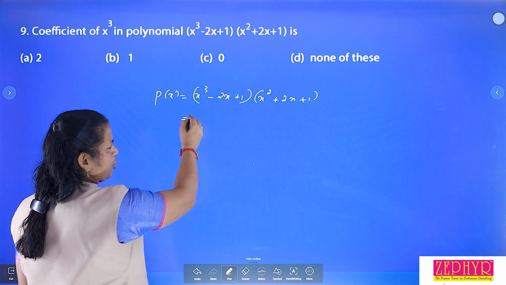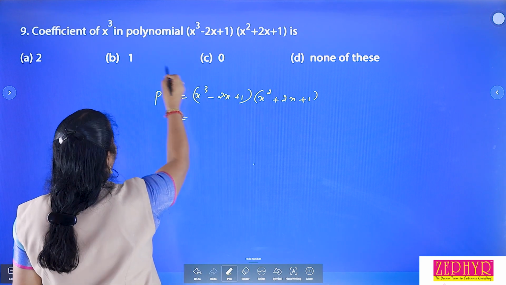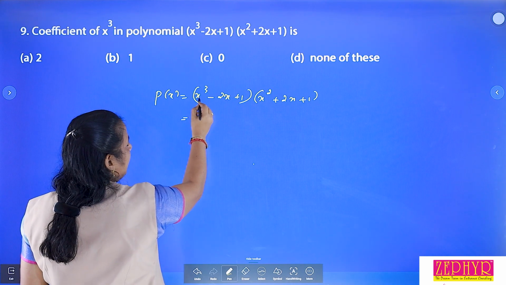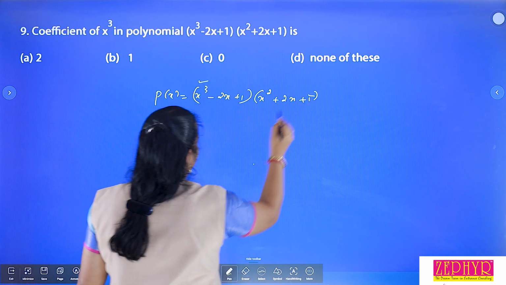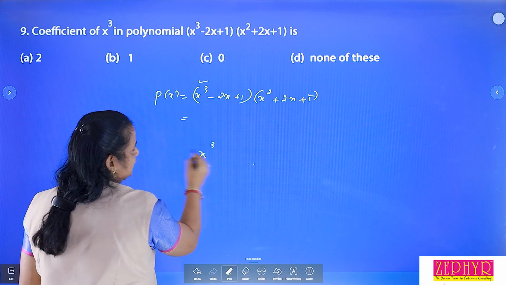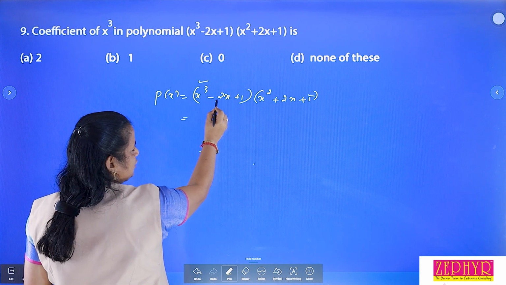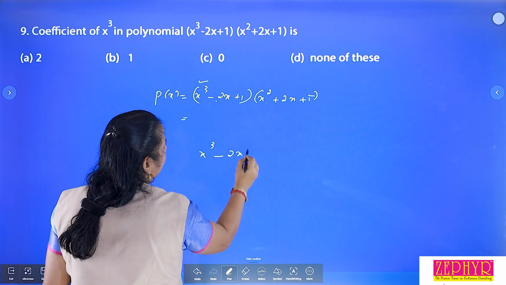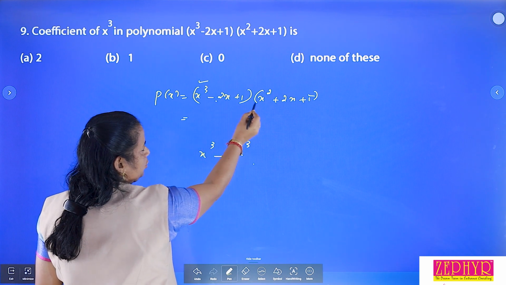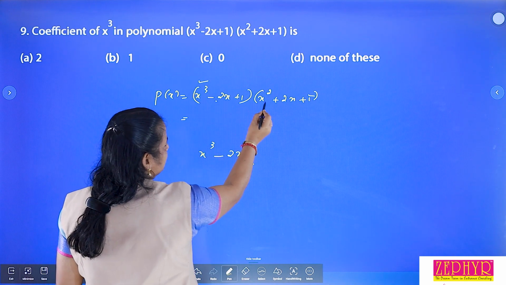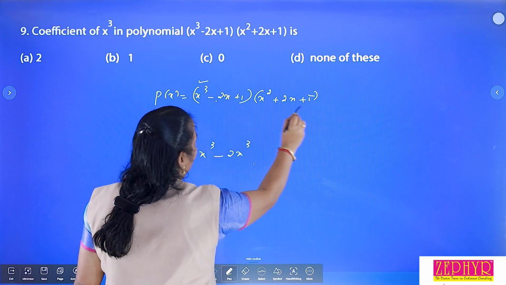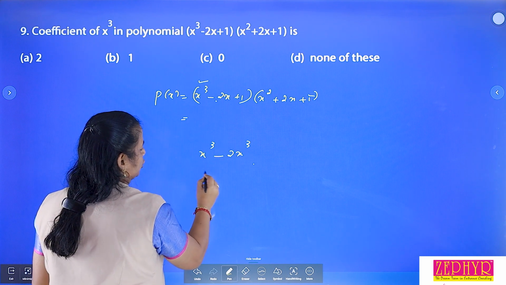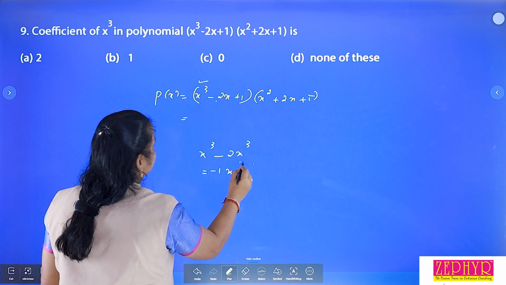We can't do the whole multiplication here, just to find the coefficient of x cube. So the first one is x cube into 1, so we get one term, x cube. The next one is minus 2x into x square, which is minus 2x cube. Then there is no other term for x cube. So it is x cube minus 2x cube, so it is minus 1x cube.